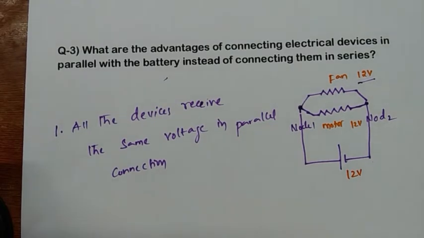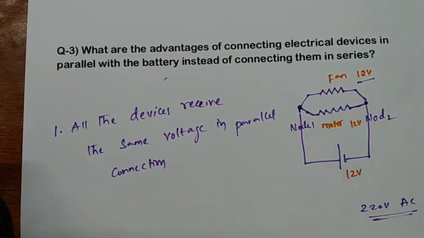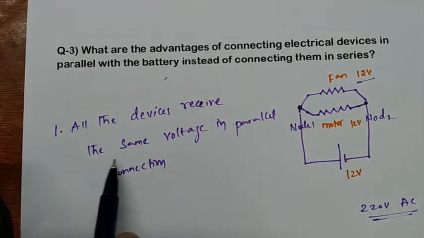For example, the fans in your home work under 220 volts AC. If you give 220 volts AC, it will work. If you give more voltage, it will burn. So we need to give single phase, which means 220 volts AC. Whenever you are manufacturing, in the design itself, we decide how much voltage the device should receive from the source. If you give too much voltage, it will be damaged. Those are the initial conditions. So all the devices receive the same voltage in parallel connection.